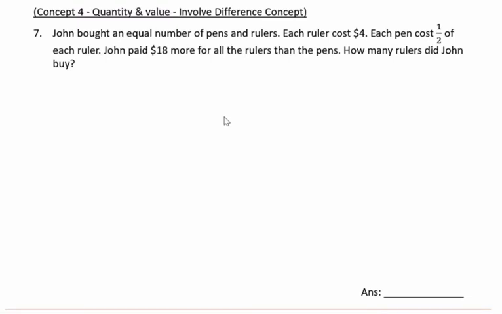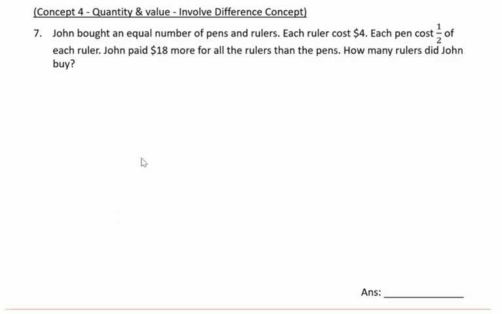Value involve different concepts. Okay, question 7 says, John bought an equal number of pens and rulers. Each ruler costs $4. Each pen costs half of each ruler. So that means the cost of the pen is half of what the ruler costs. Okay. John paid $18 more for all the rulers than the pens. How many rulers did John buy?